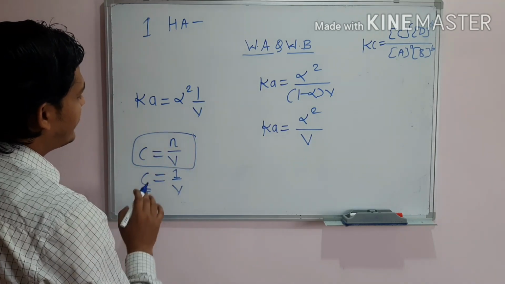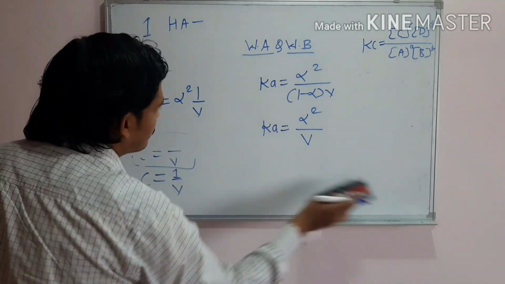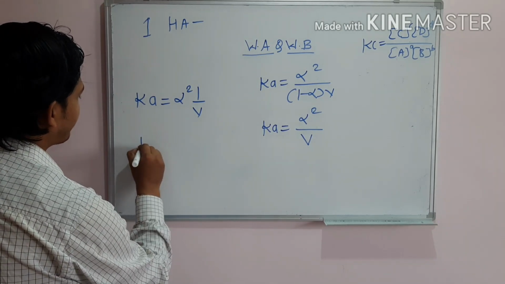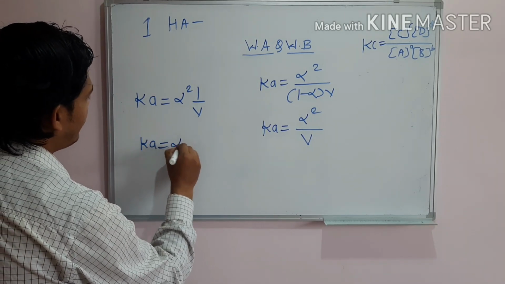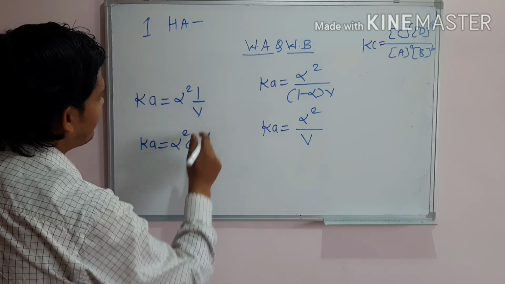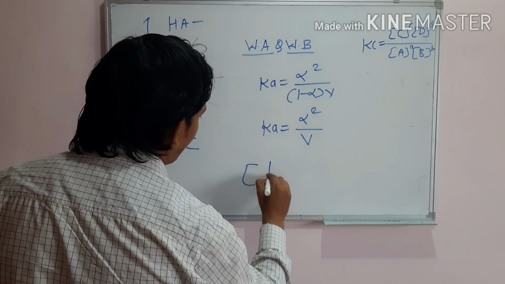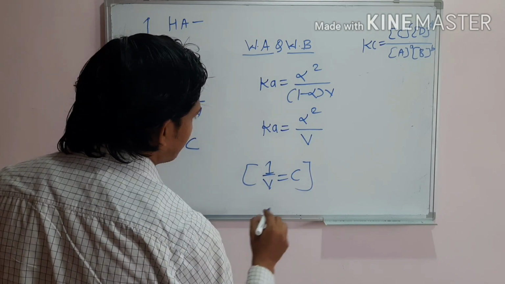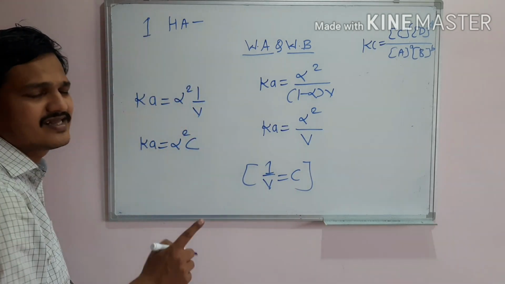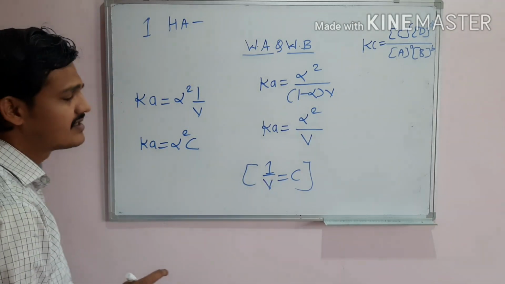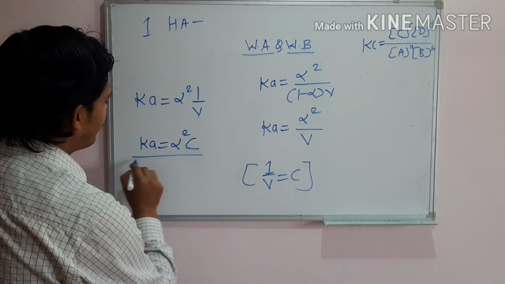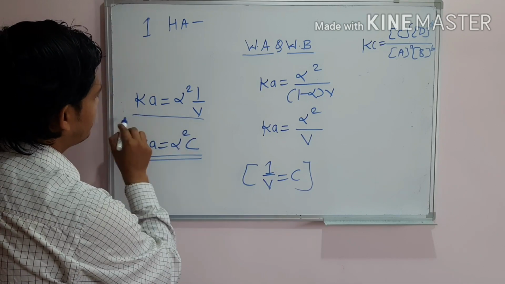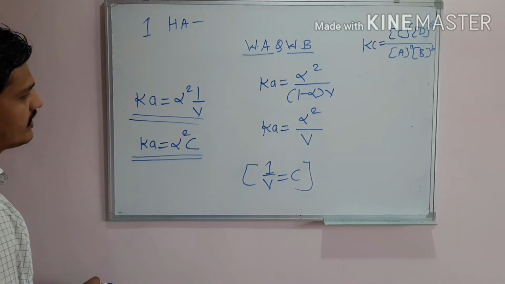So our next formula is Ka is equal to alpha square C, because 1 by V is equal to C. 1 by V is number of moles upon volume, the general formula. I took number of moles as 1, so 1 by V is C. This is the original formula regarding dissociation constant of weak acid and weak bases.